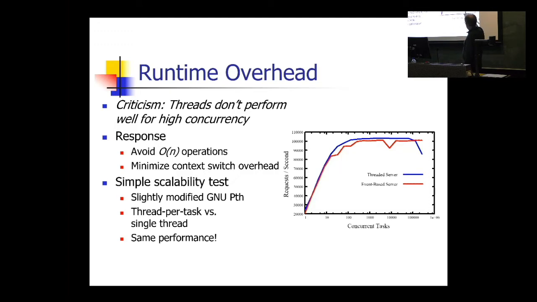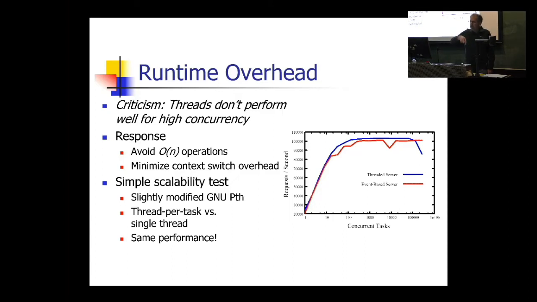They basically built these two servers, compared the two by having a number of concurrent tasks issue requests, measuring the performance of requests per second that they got, and you get the typical kind of curve with the knee here that rolls over and goes flat. The threaded server is in blue, the event-based server is red, and the point they wanted to make here is that they're largely the same.